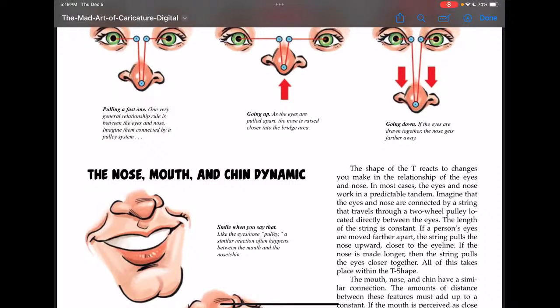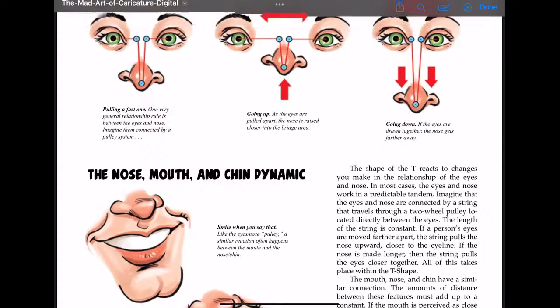The length of the string is constant. If a person's eyes are moved further apart, the string pulls the nose upward, closer to the eye line. If the nose is made longer, then the string pulls the eyes closer together. All of this takes place within the T shape. So I guess with my drawing, I could bring his eyes a little bit closer together. That's one adjustment. I could see how it'll play out.